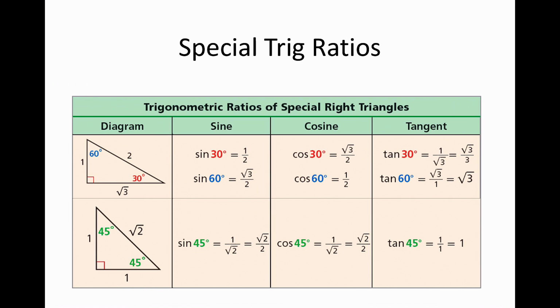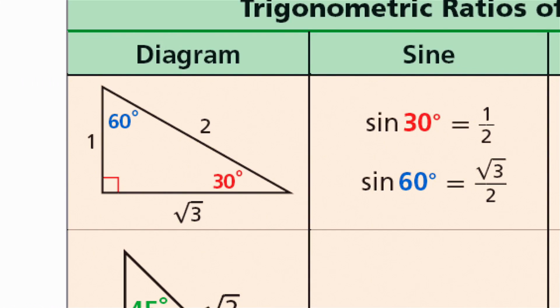All right, now that we've got a little bit of a refresher on sine, cosine, and tangent, I want to talk about two specific triangles. We're going to call them 30, 60, 90 triangles and 45, 45, 90 triangles. Zooming in on this first one, the reason we call it a 30, 60, 90 is because it has angle measures of 30, 60, and, well, that's a right angle, so it's 90 degrees.